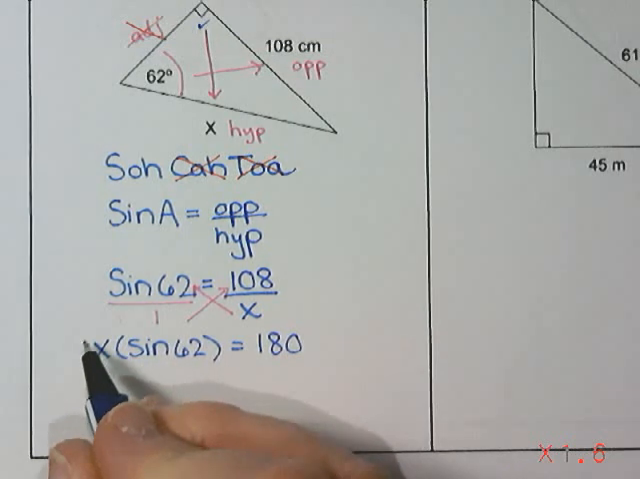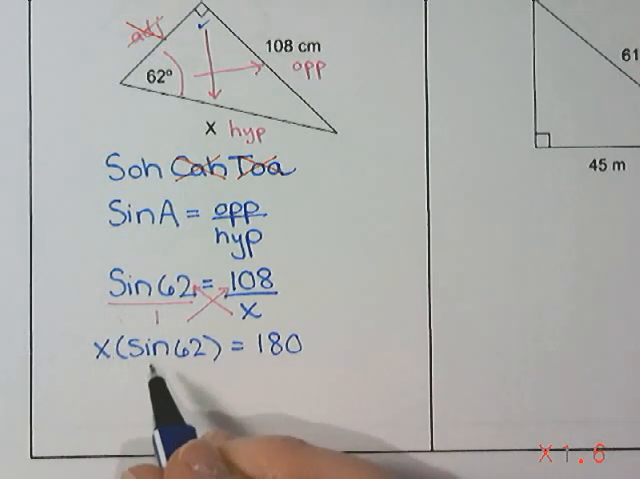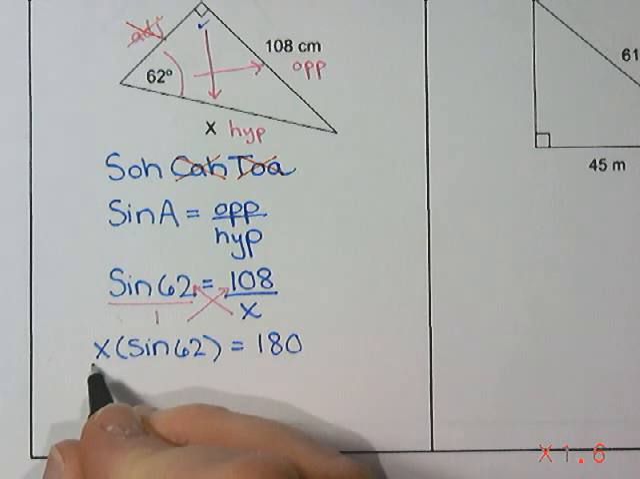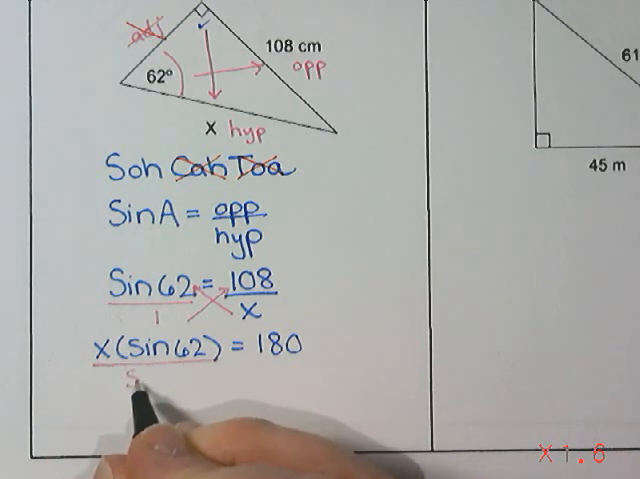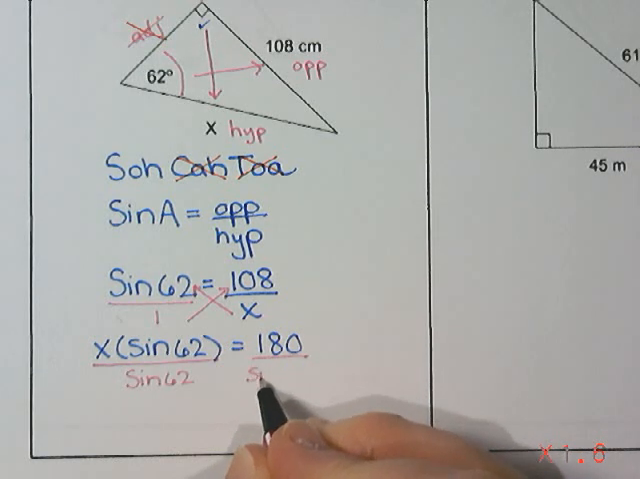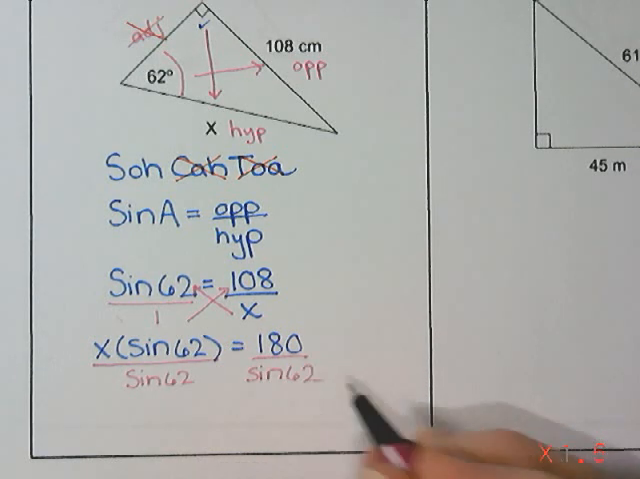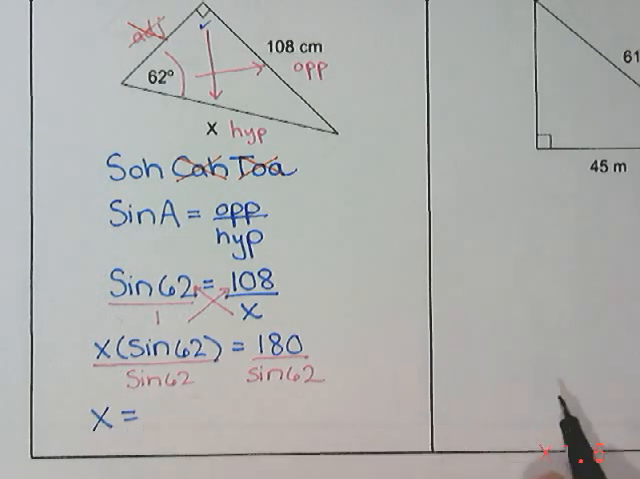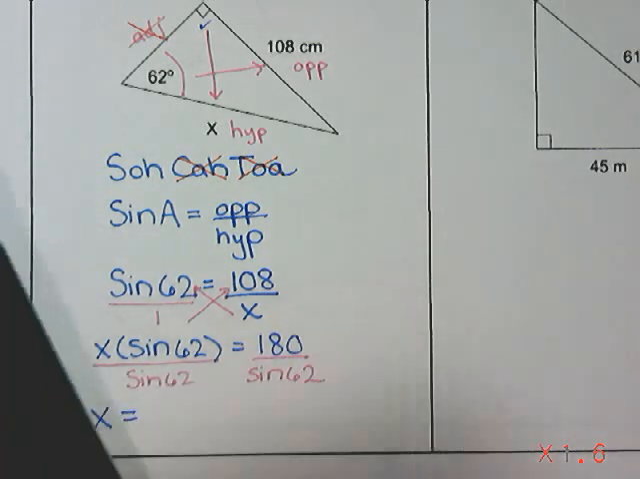Now I would like the x to be all by itself, but it is currently being multiplied by sine of 62. So to cancel out multiplication by sine of 62, I would divide by sine of 62. And whatever we do to one side, we do to the other. So I'm going to end up with x equals 108 divided by sine of 62.